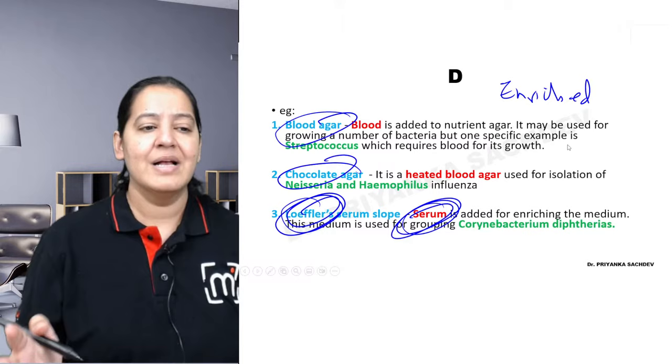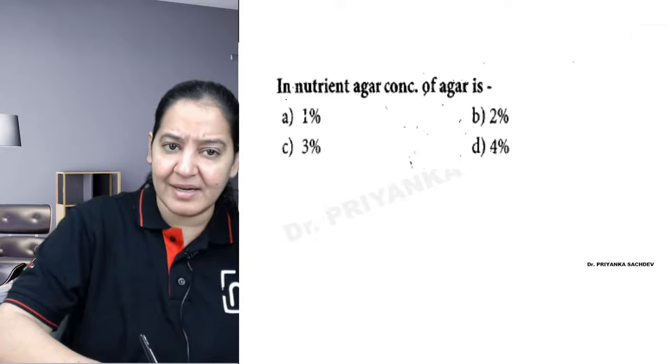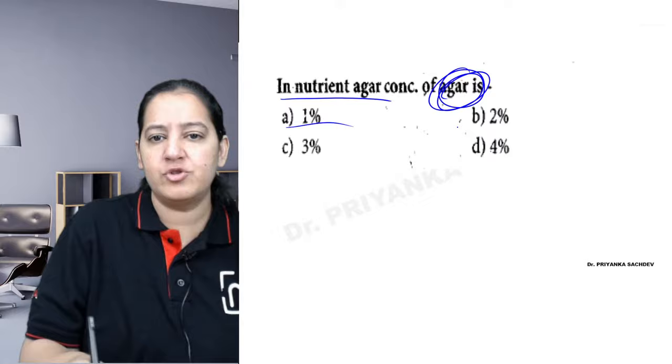So can you tell me the next question? Very easy. Can you tell me the concentration of agar in nutrient agar? Is it 1%, 2%, 3% or 4%? I told you clearly when I started the lecture, when I told you the basic constituents.